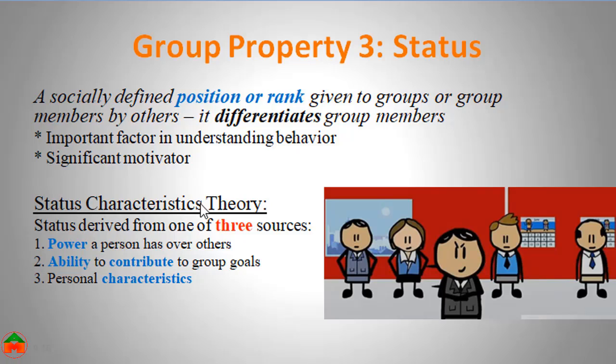The status characteristics theory suggests that status is derived from one of three sources. The first one is the power a person has over others, the second is the ability to contribute to group goals, or the third is personal characteristics. So these are the three sources from where status is derived by the group member.